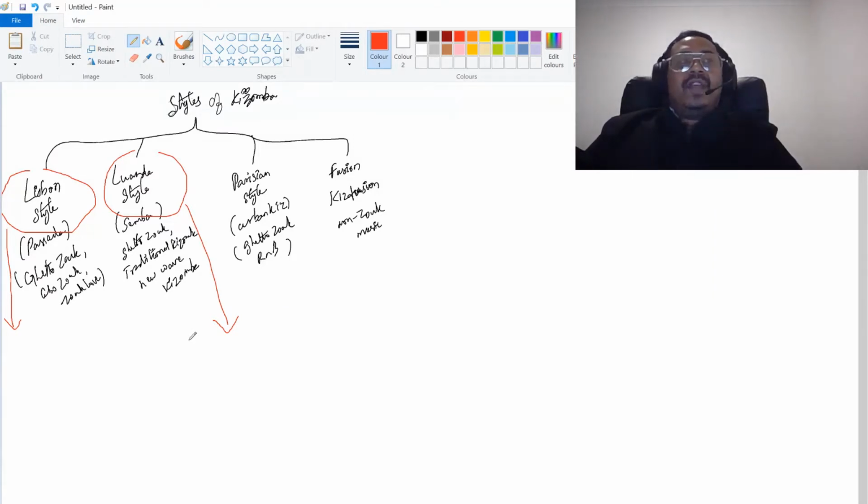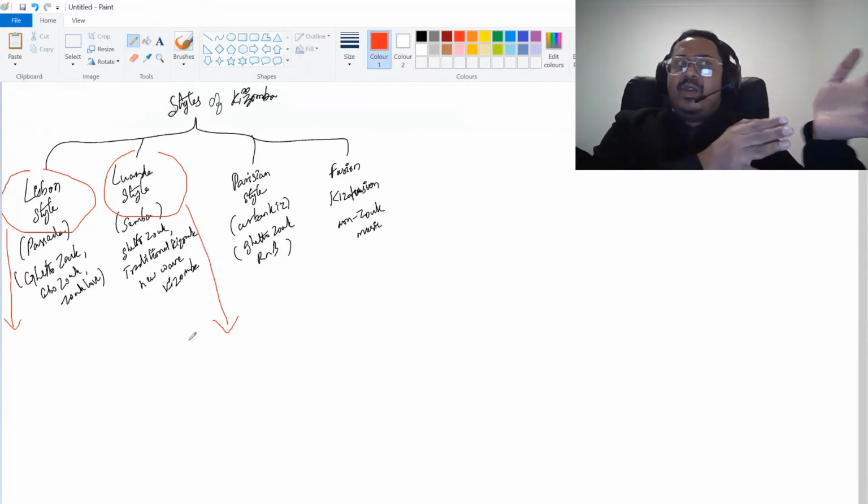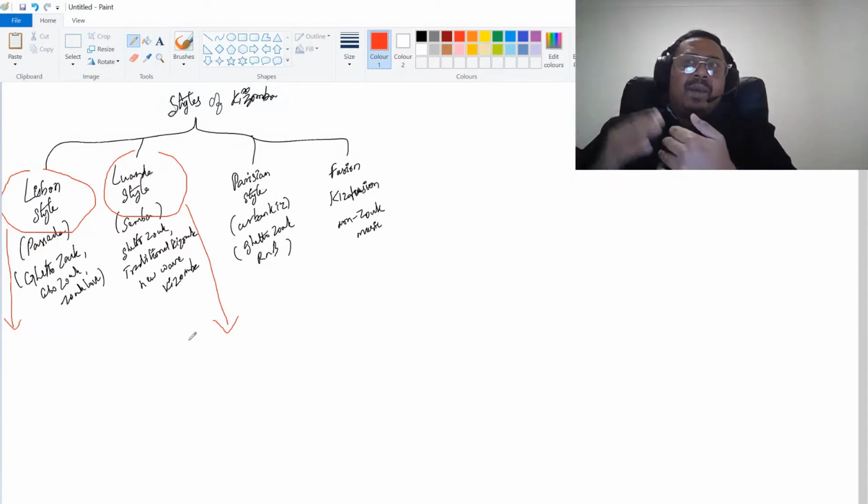So the Luandan style of Kizomba has a lot of Semba. It's adapted to the relatively slow Kizomba music. But it is still faster than the Gero Zouk and Cabo Zouk music, but it is slower than the Semba music. The Semba music is really, really fast music.